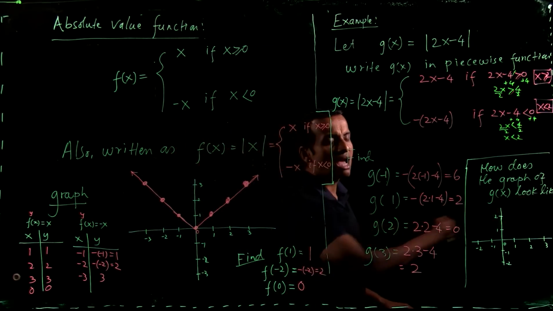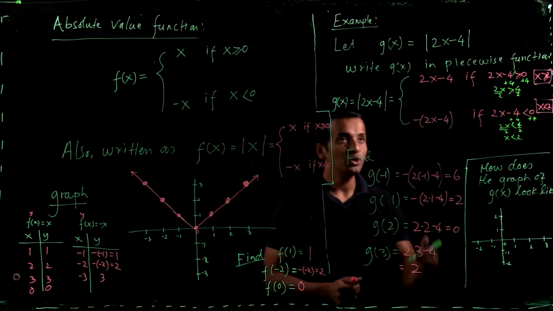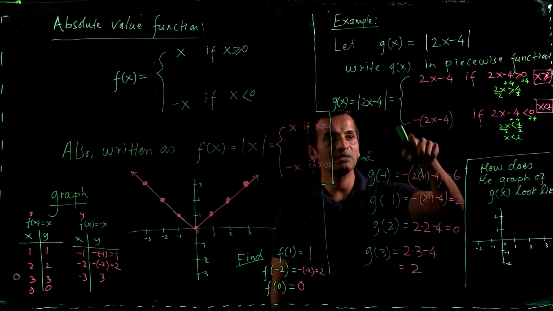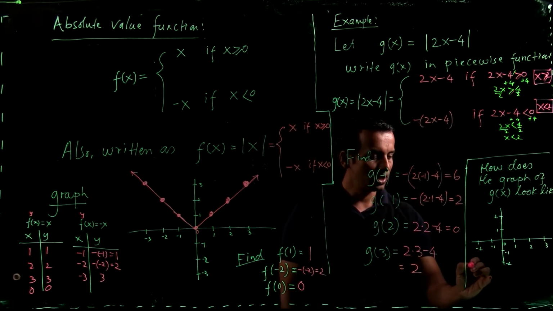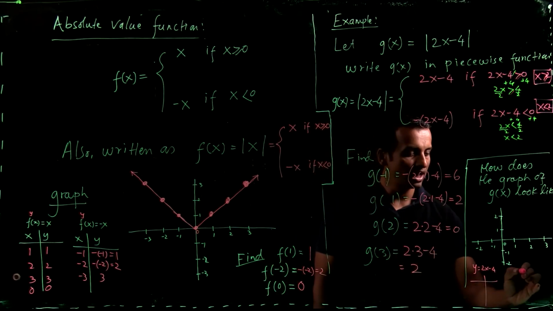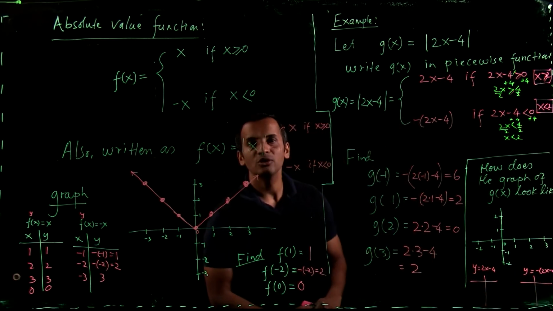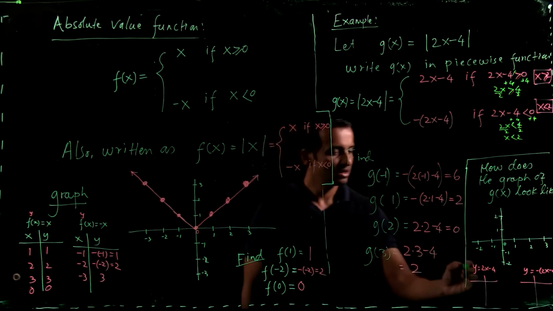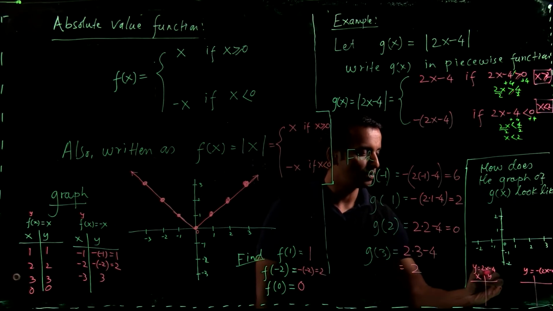Okay. Now, how does the graph of gx look like? So how do we draw the graph of that? You make the table for 2x minus 4 and negative 2x minus 4. Let's make the table. So when y equals to 2x minus 4, make the table. And when y equals to negative 2x minus 4, make the table for that. If you pick any two values for x, that should be fine. Okay, x and then y. Let's do that.